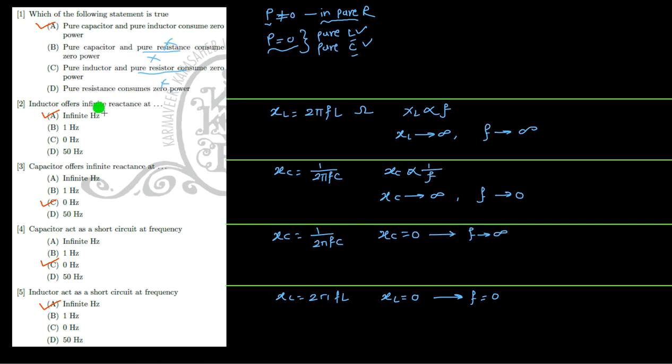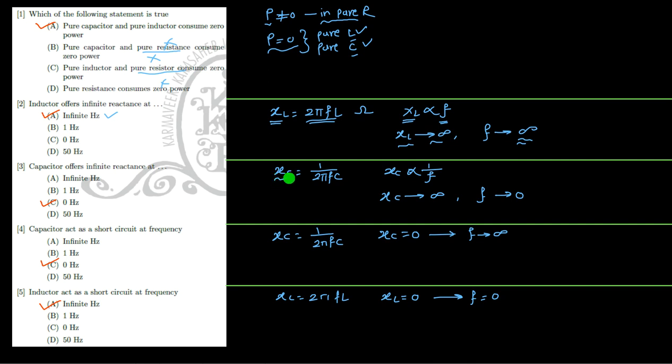The inductor offers infinite reactance at what frequency? XL is equal to 2 pi fL, which indicates that inductive reactance is proportional to frequency. If you want XL to be infinity, the frequency must be infinity. When the frequency becomes infinity, the inductive reactance becomes infinity, hence it is infinity hertz.